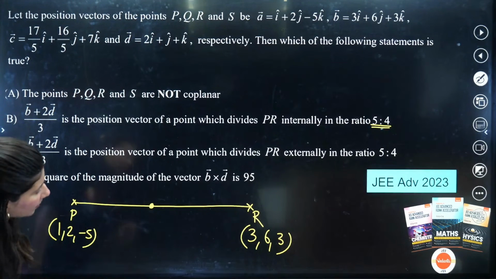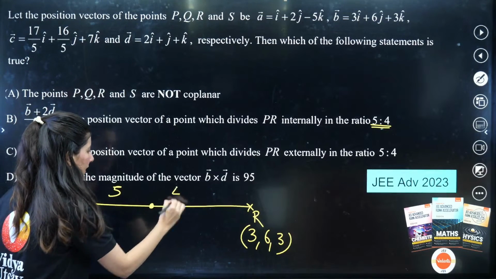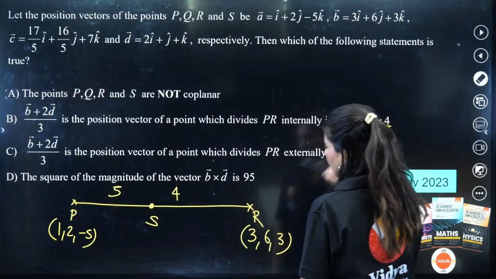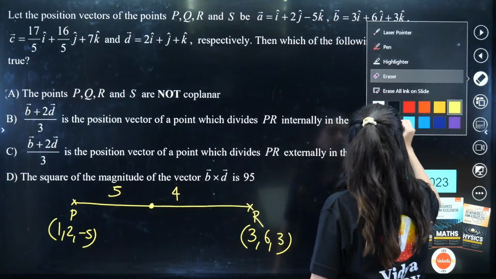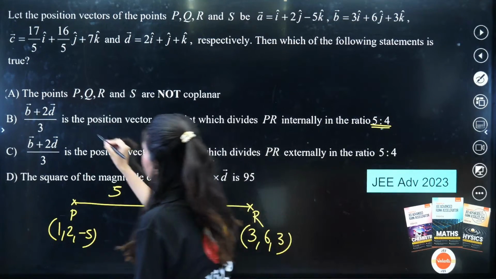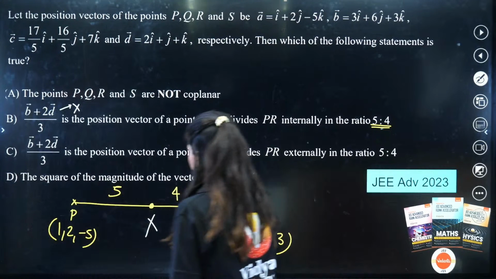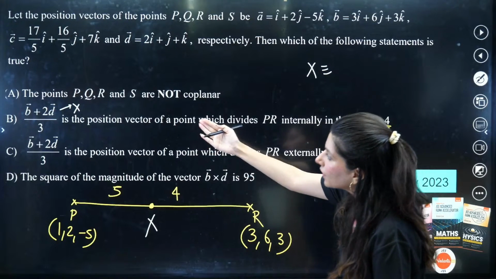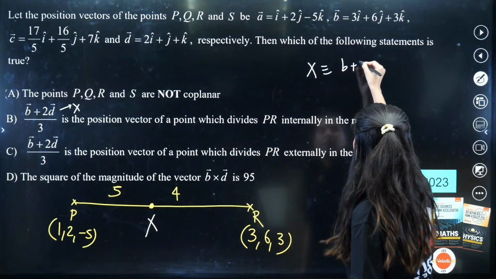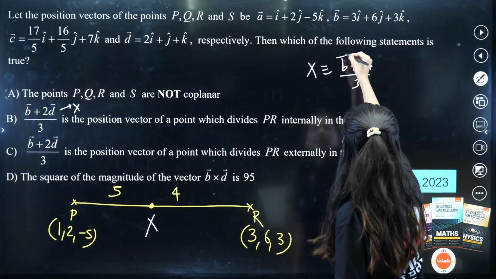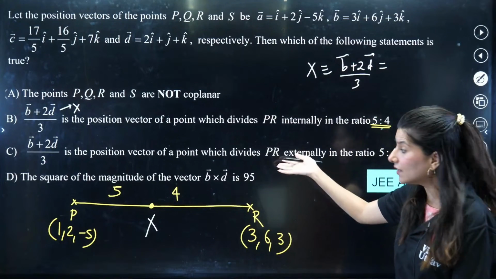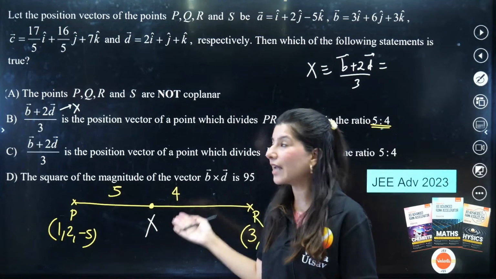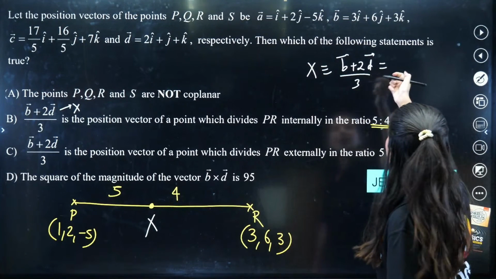And we need to check whether this point, let us assume this as, no, S we can't take, capital X we can take. Okay, capital X. Let us assume this point as capital X. So the value of capital X should be what? B plus 2D by 3. So can we just calculate this? Rather than calculating the point, we can just calculate B plus 2D by 3.